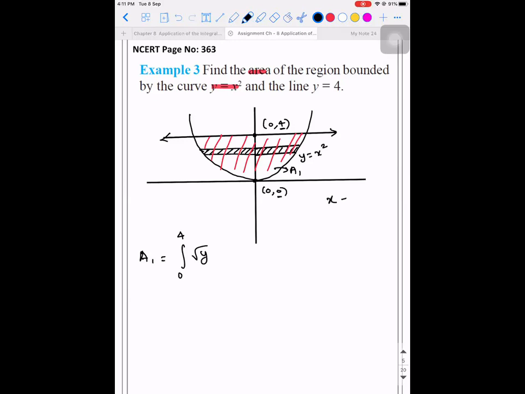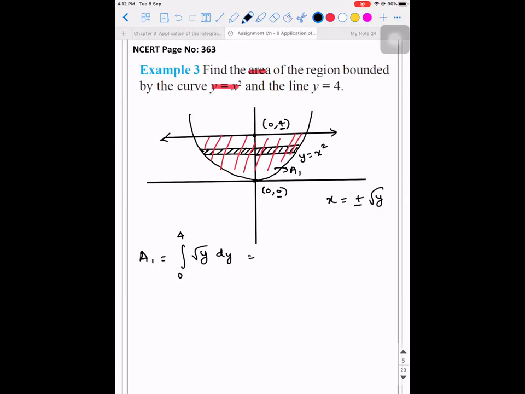Again, you will get something like this: x is equal to plus or minus root y. Plus represents which quadrant? No, plus represents first, minus represents second. So which one should you take, plus or minus? Plus. Yes, root y into this thing. So this is a simple one. Now, can you integrate and tell me the answer? Make it fast.